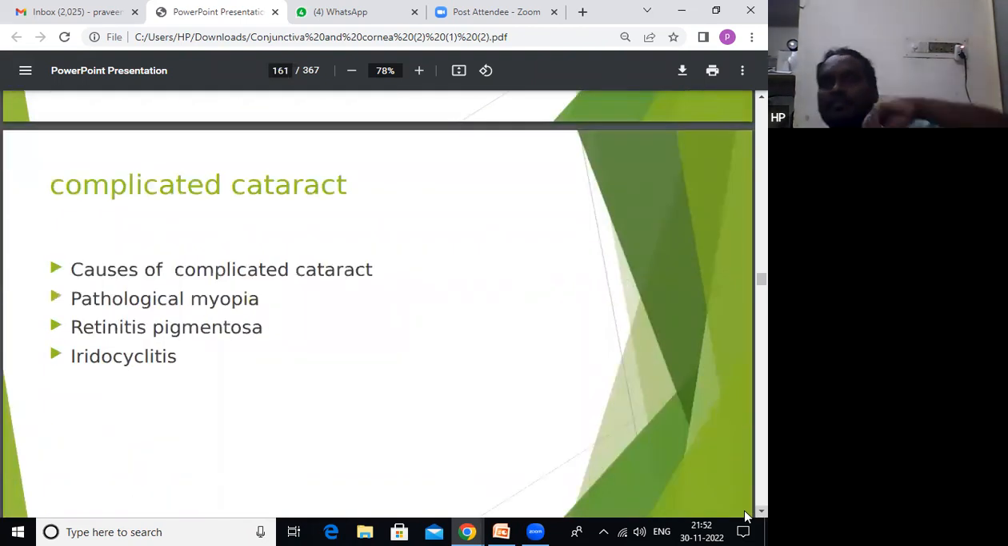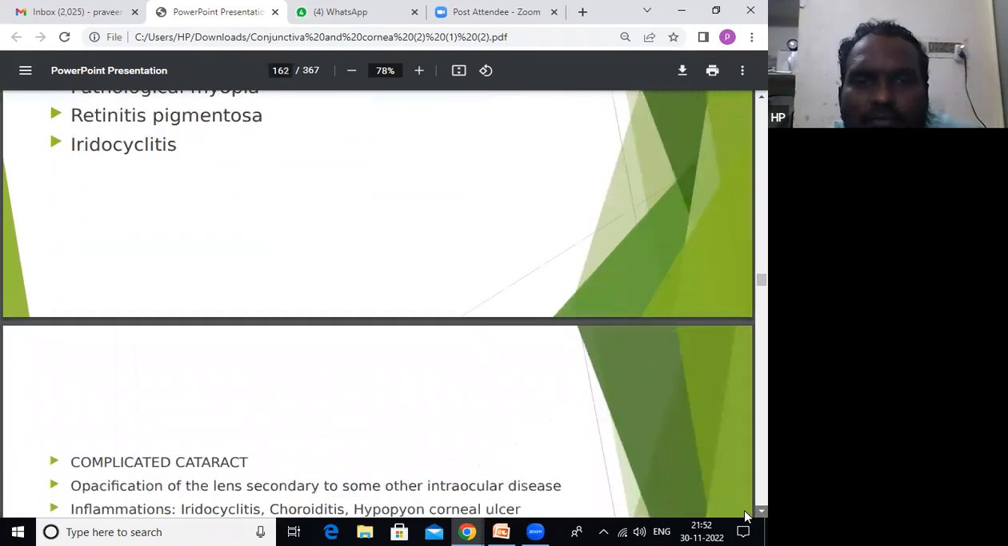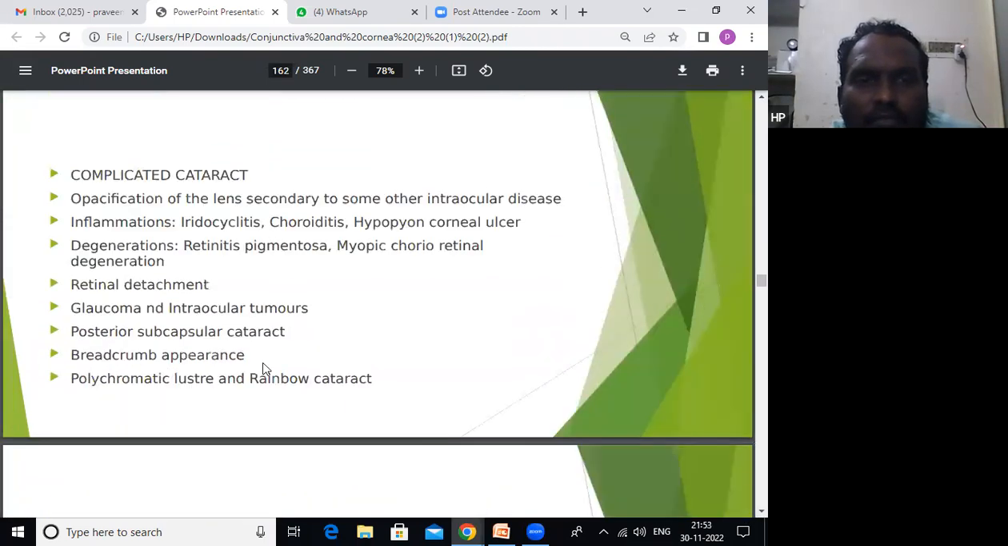Complicated cataract. What appearances do you see in complicated cataract? Breadcrumb appearance and polychromatic cluster. These two words you remember. They are seen in complicated cataract, at the posterior subcapsular location. The other name for complicated cataract is rainbow cataract because you have polychromatic cluster.